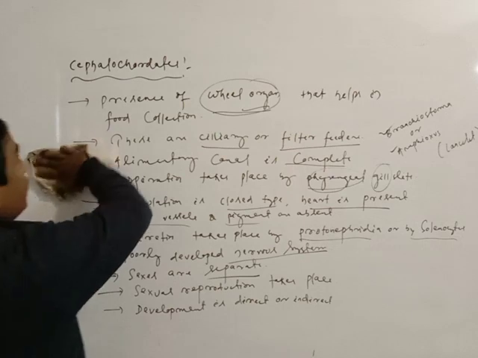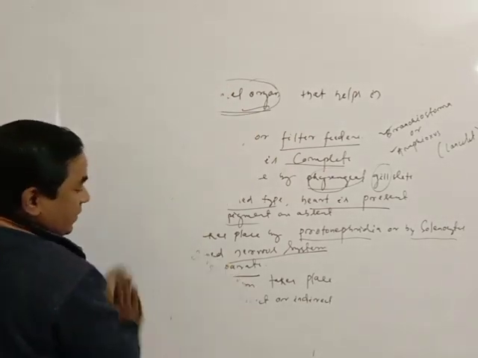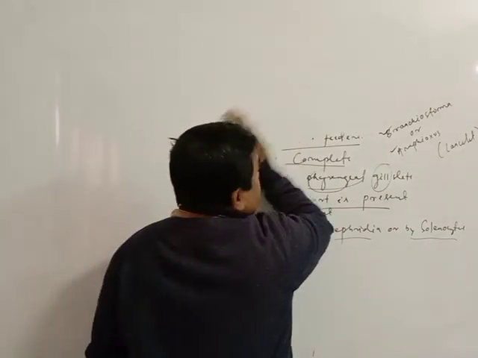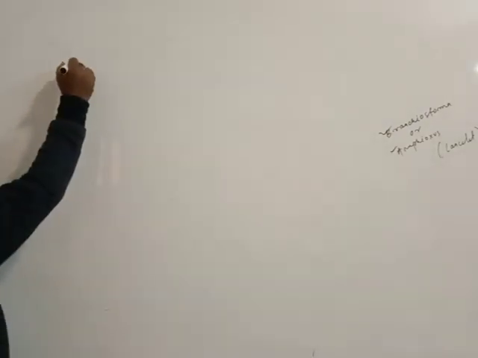Now we are going to discuss vertebrates. So vertebrates have advanced characteristics as they also have evolutionary significance. See, vertebrates.